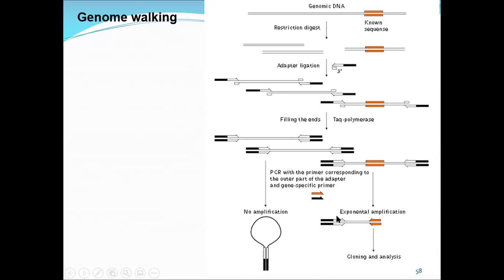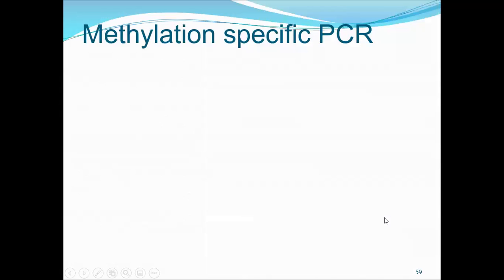Then subsequently what you can do is again restriction digestion, and then again perform this step so that you go back and get the further sequence to that. So the upstream sequence of this. So this is how the genome walking is done.